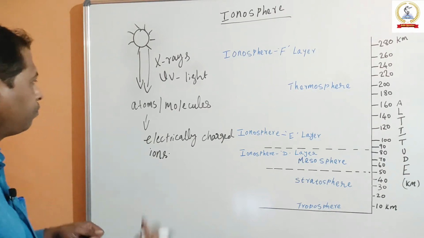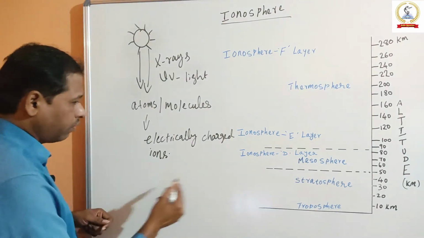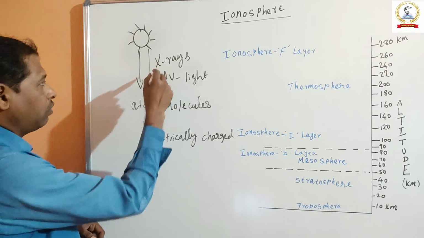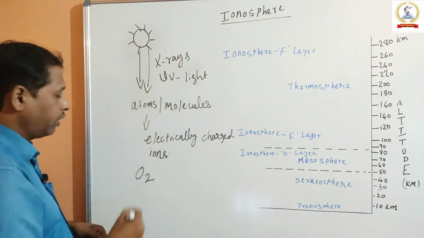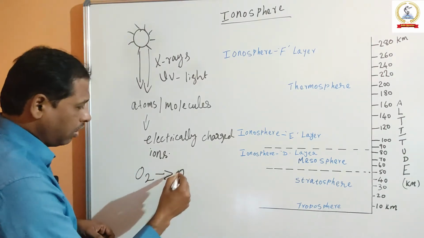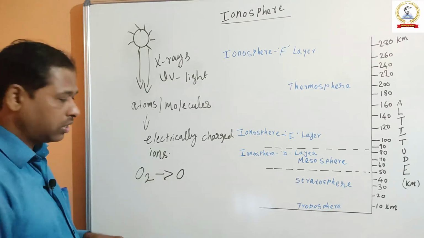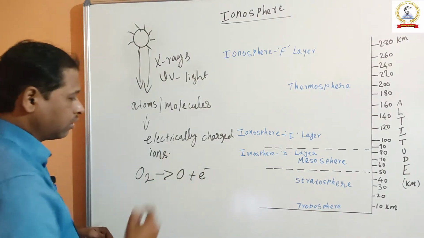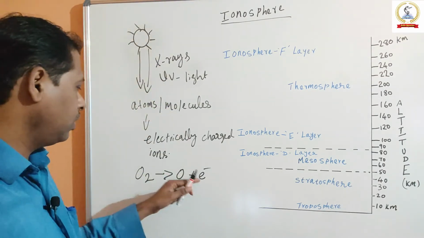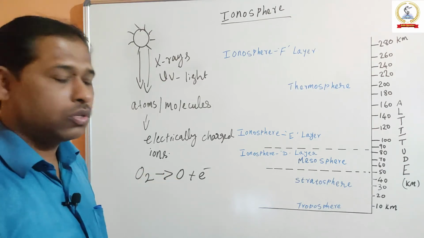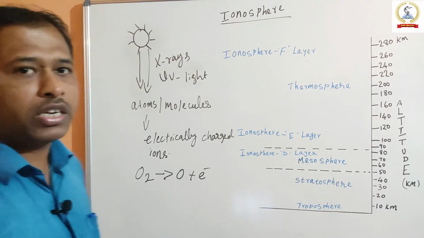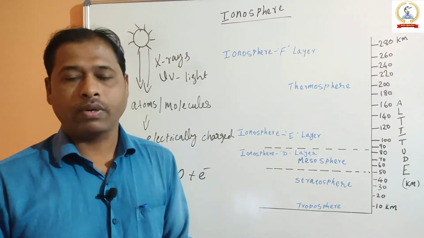For example, suppose our Earth's atmosphere contains oxygen molecules. What will happen? These X-rays and ultraviolet light hit the oxygen and separate it into electrically charged oxygen and an electron. So the X-rays and ultraviolet remove the electron from the molecules, creating electrically charged ions. Electrically charged ions means the electron is removed from the atoms.